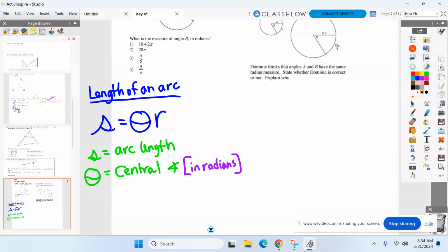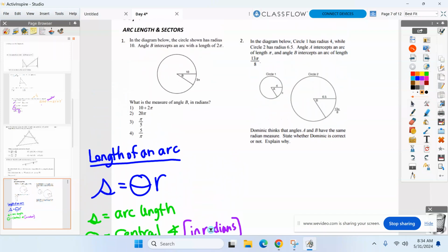And then I think everybody should be good with R. Radius length. Okay, there's the radius length. So 1 out of 15 formulas we got to know, huh? SOAR. That's for length of an arc. All right, let's do number 1 now that we reviewed that formula. Go look at number 1.